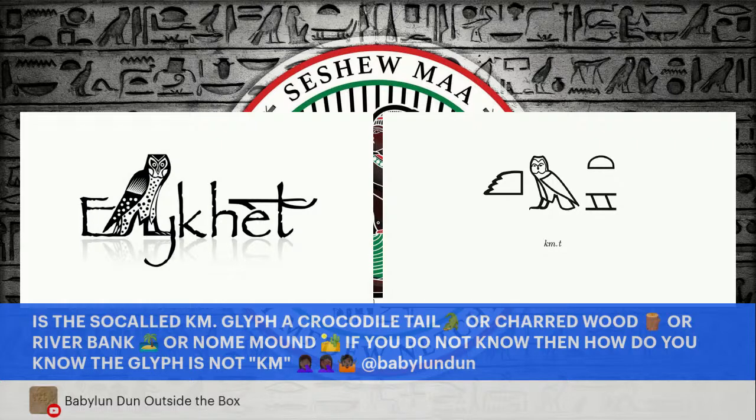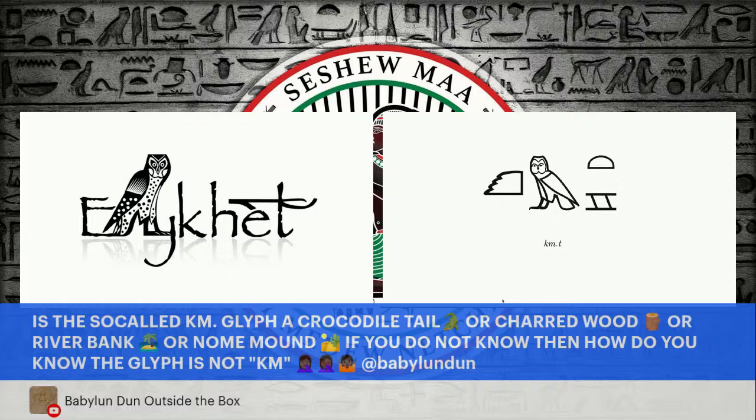So this question right here speaks to the point. Babylon Done, I'm not quite sure if you understood the whole point tonight, because this question stems from not understanding what I said. I'll just read it. You said, is the so-called Kim glyph a crocodile tail or charred wood or riverbank or no mound? If you do not know, then how do you know the glyph is not Kim?